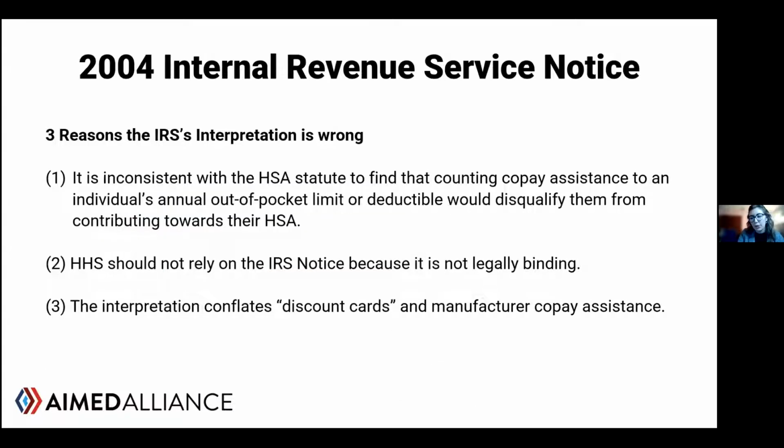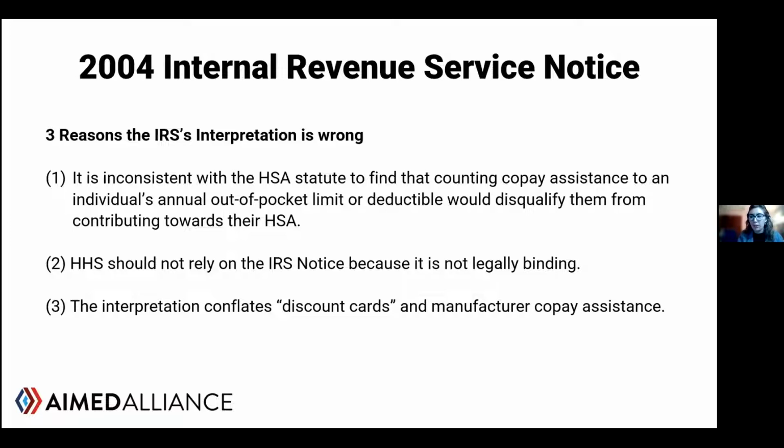So applying this 2004 notice to copay assistance raises some questions when we're talking about the broader conversation about copay accumulator reform and really how this interpretation falls into the development and adoption of state legislation that can protect against these programs. So at AIM Alliance, we believe there's three main reasons that this 2004 notice should not be relied upon, and it should not act as a barrier to copay reform.